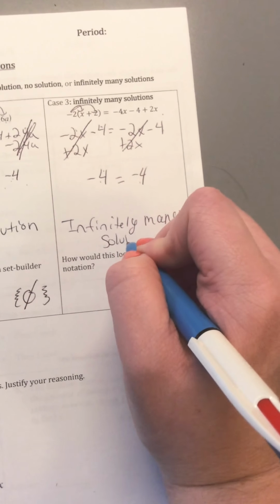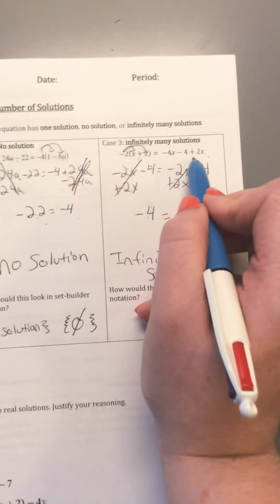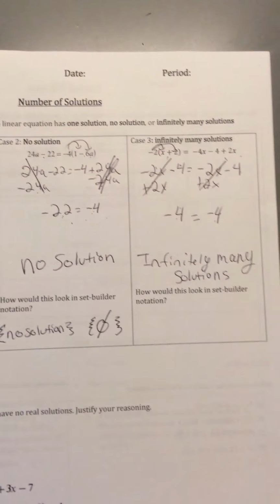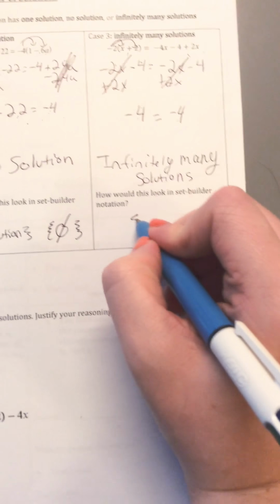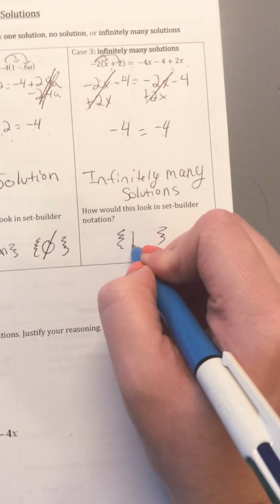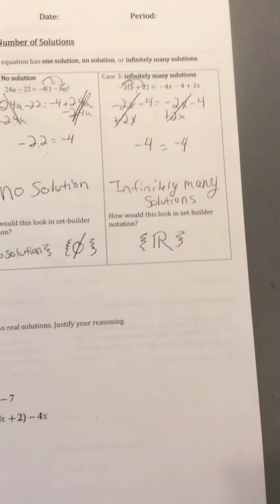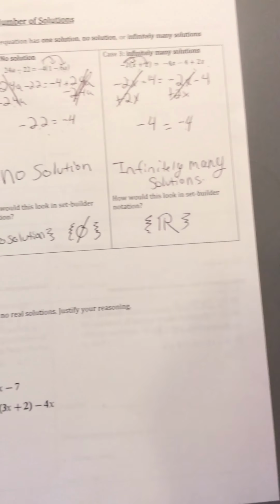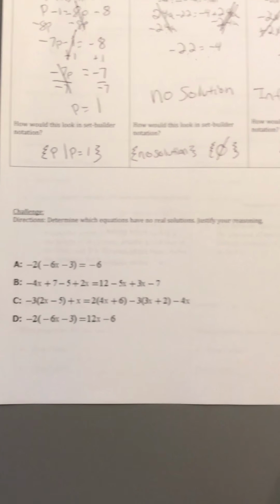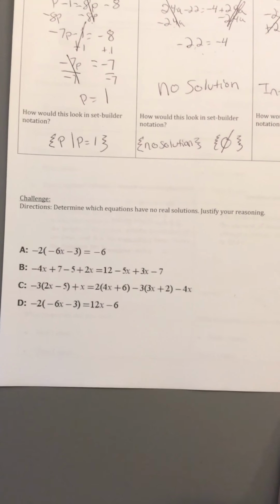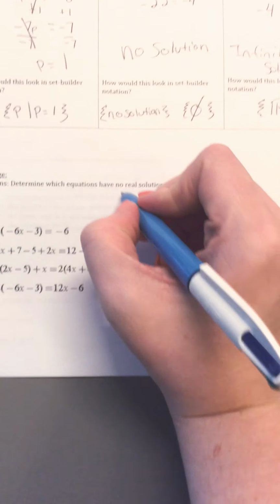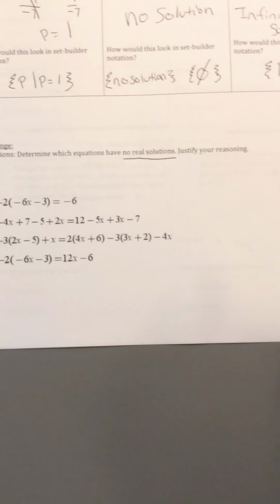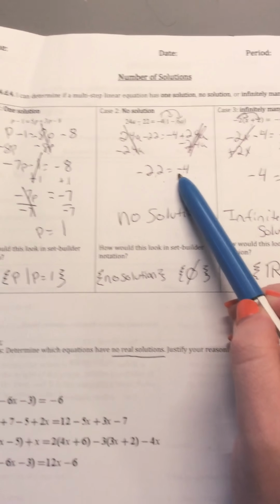That means whatever number you plug in for x, this side is always going to equal this side no matter what. So then your solution in set builder notation is going to look like this. That means all real numbers or infinitely many solutions. So then let's look at this challenge question that you may see on the SOL. It says determine which equations have no real solutions, which we know means there's two different numbers on each side.